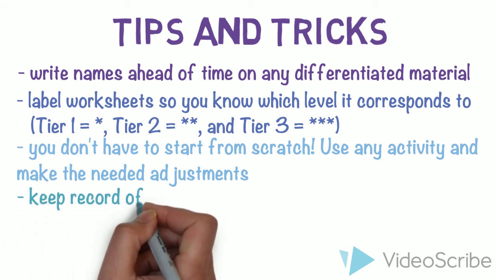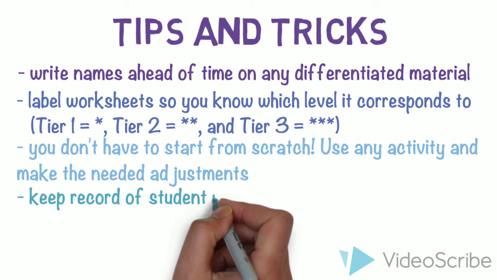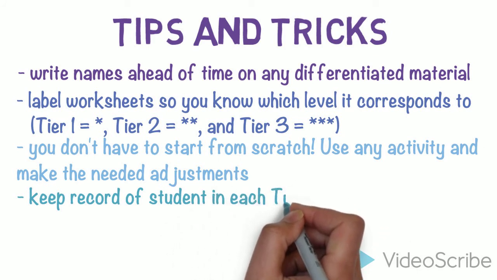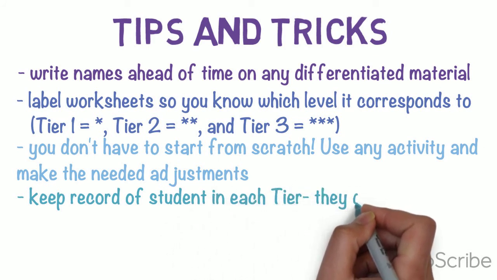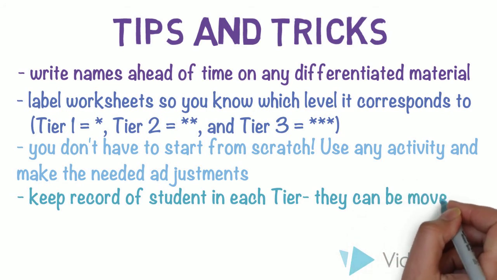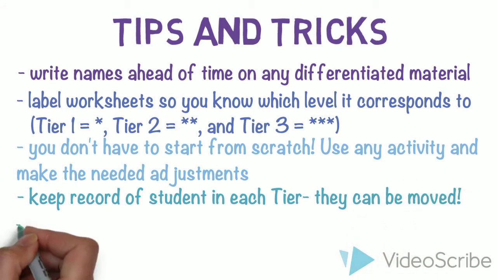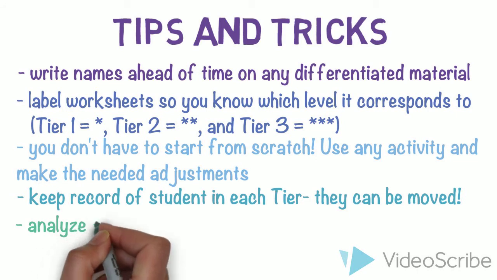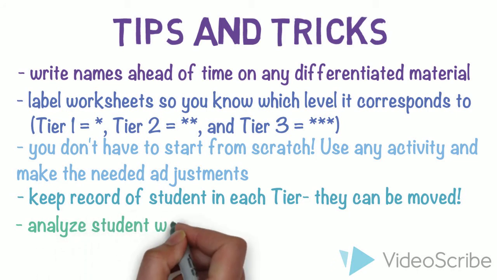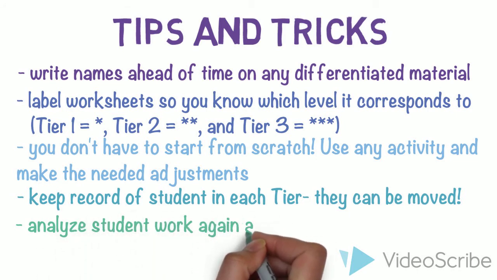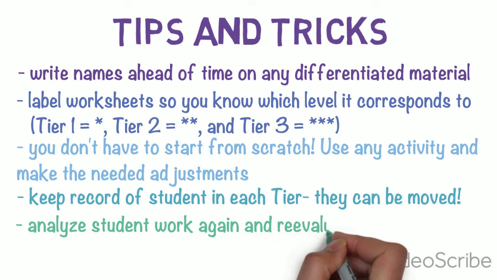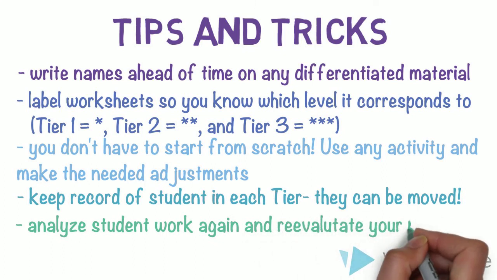Keep an ongoing record of the students categorized in each tier. As time goes on, students may need to be moved up or down a level depending on their work. Feel free to even ask for their feedback. Most importantly, see how your students progress. Are they improving? How else can you support them? We should always be analyzing and evaluating our work within the classroom.